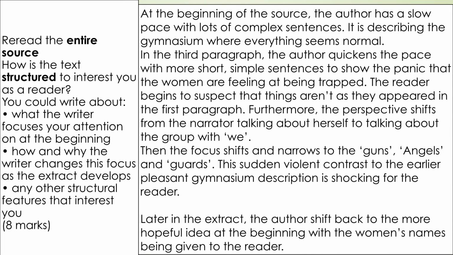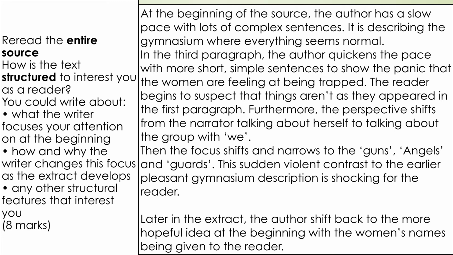Okay, this is my model response. Again, don't copy it. You can use it, you can adapt it, you can ignore it completely if you wish. But this is how to start. At the beginning of the source, the author has a slow pace with lots of complex sentences. It is describing the gymnasium where everything seems normal. In the third paragraph, the author quickens the pace with more short, simple sentences to show the panic the women are feeling at being trapped. The reader begins to suspect that things aren't as they appeared in the first paragraph.